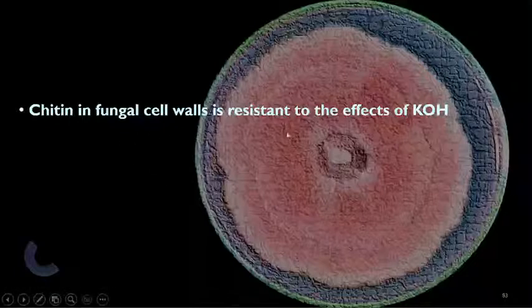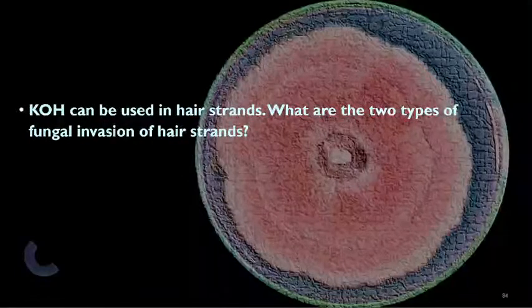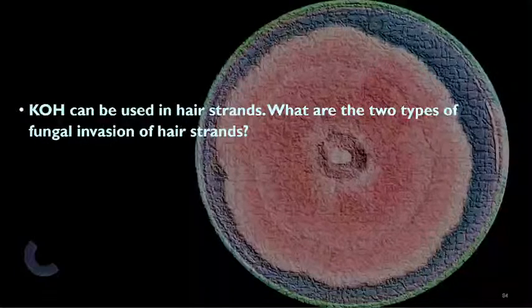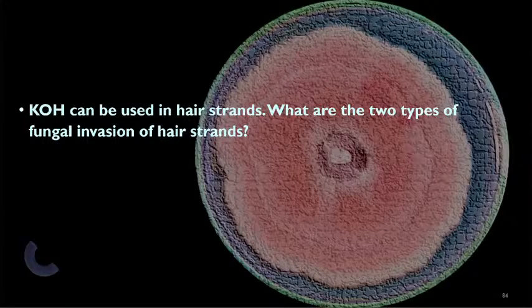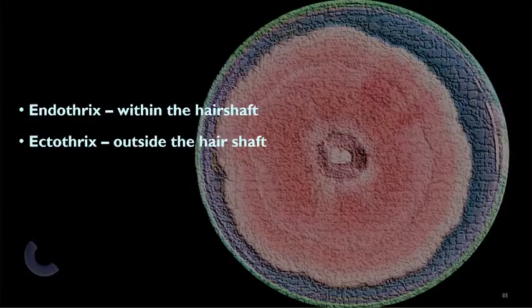Fungal cells are resistant to the effects of KOH, okay, because of the chitin, di ba? Kaya nga important na pinag-aralan natin kanina yung term na yon. Now, KOH can be used on hair strands. The two types of fungal invasion in hair strands are the ectothrix and the endothrix. If it's endothrix, it's within the hair shaft. If it's ectothrix, the invasion is outside the hair shaft.